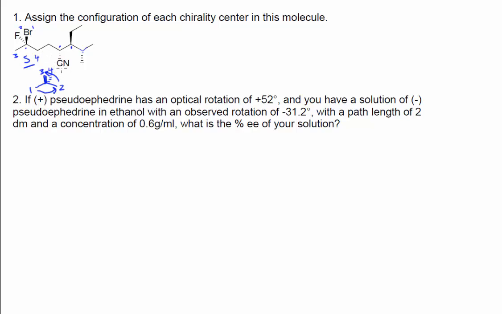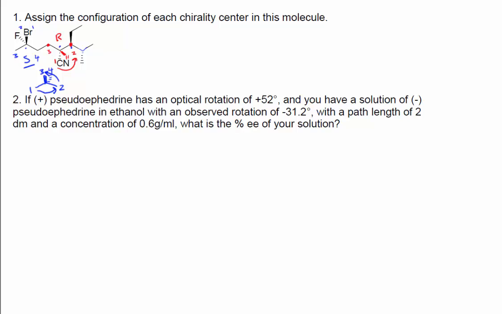The next one, containing the cyanide group, we need to assign priority. The cyanide is number 1. Let's use a different color here. Cyanide's number 1. Then I have these 2 carbons, and the right one has bonds to 2 carbons. The left one has bonds only to 1 carbon, so those are my priorities there. The hydrogen, of course, is on the wedge. So if I count 1, 2, 3, I get a counterclockwise direction, but the hydrogen is in the opposite position that we want, so this is R.